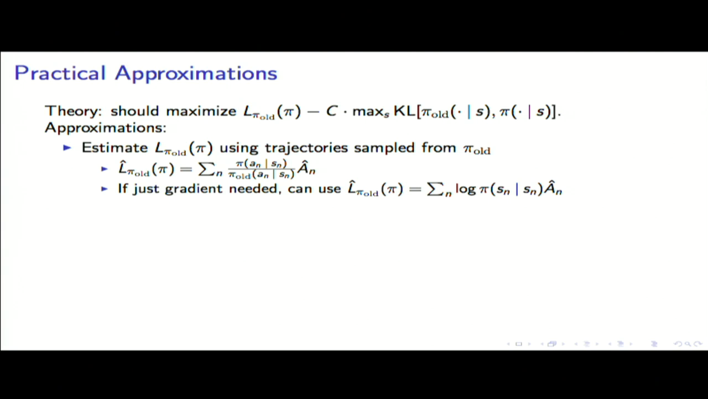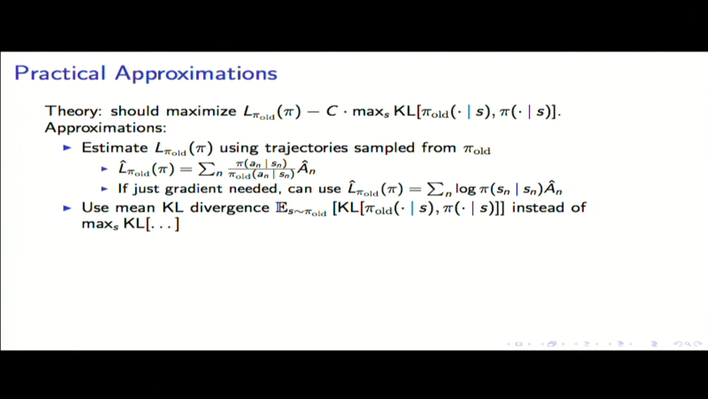If we just need the gradient, then we don't have to do this probability ratio. We can just use the log probability instead, because it has the same gradient as the probability ratio. And then we use the mean KL divergence instead of the max. So instead of having a max over state space, we have a mean over state space.